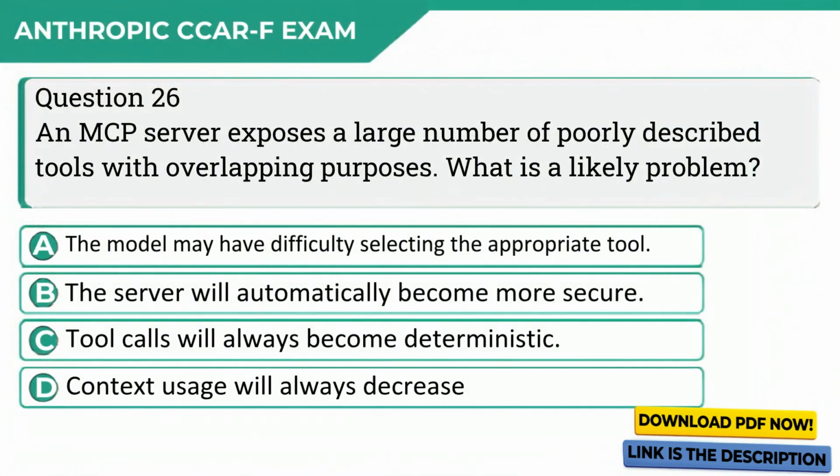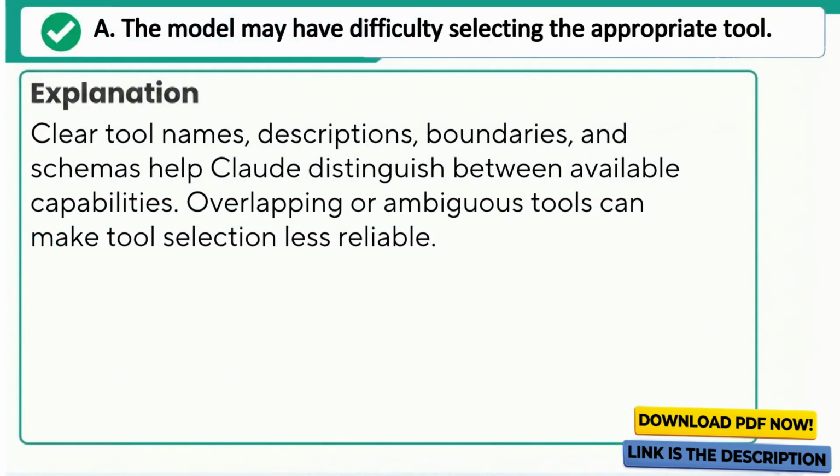Question 26. An MCP server exposes a large number of poorly described tools with overlapping purposes. What is a likely problem? A. The model may have difficulty selecting the appropriate tool. B. The server will automatically become more secure. C. Tool calls will always become deterministic. D. Context usage will always decrease. Correct answer, A. The model may have difficulty selecting the appropriate tool.